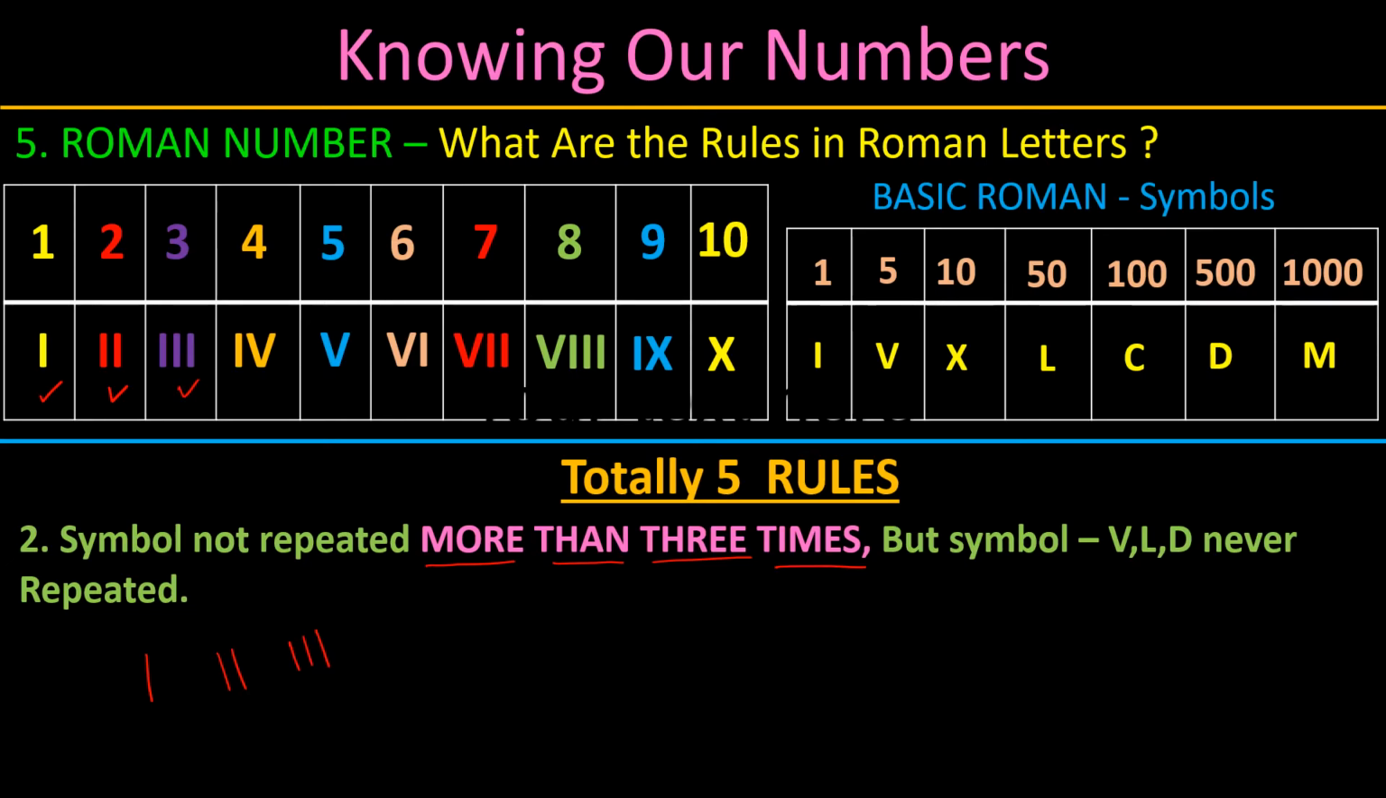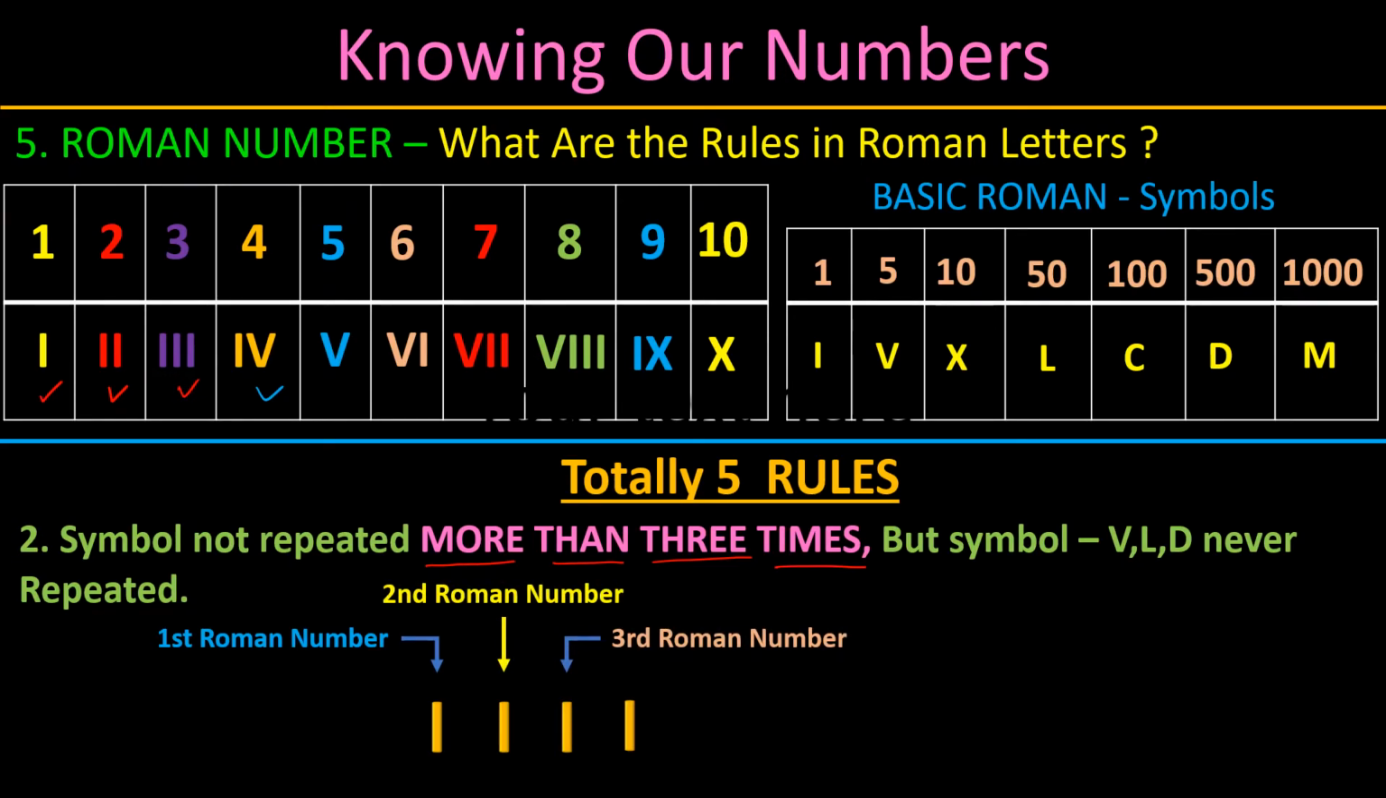Okay, wherever 4 comes, we are not going to write it like this. This is not allowed. Let's see how exactly it will be represented. 1 is the first Roman number, then second, third. See here, the fourth written, and the fourth place is not allowed. Only 3 are allowed. Any symbol is allowed only 3 times continuously in front of each other, not 4 times.